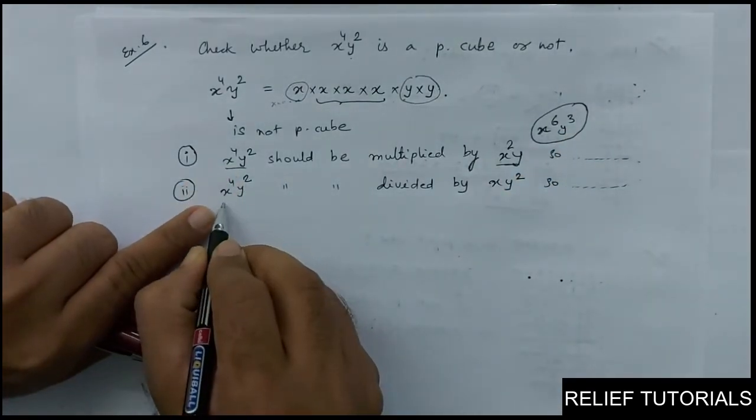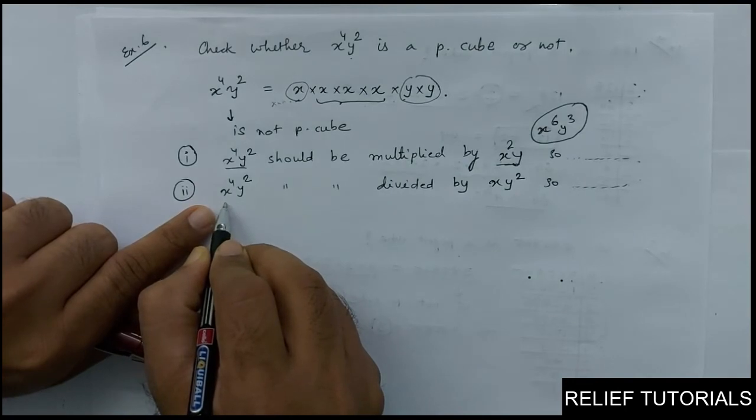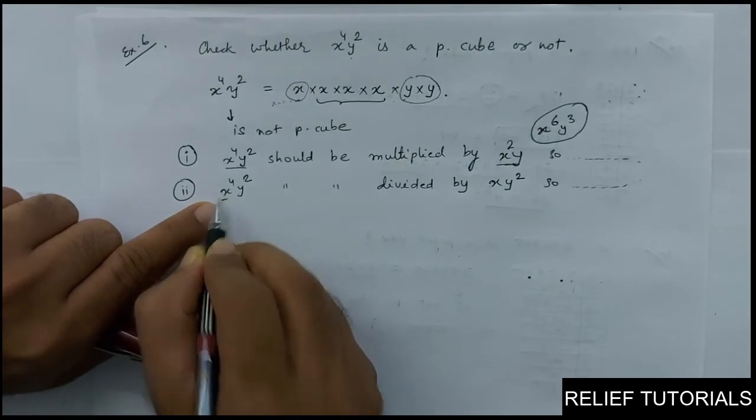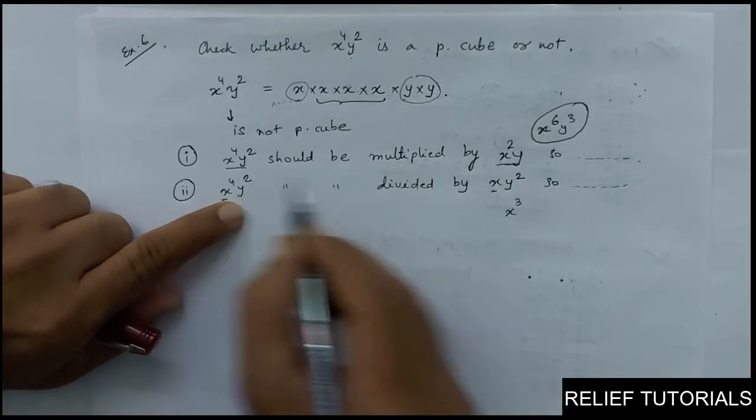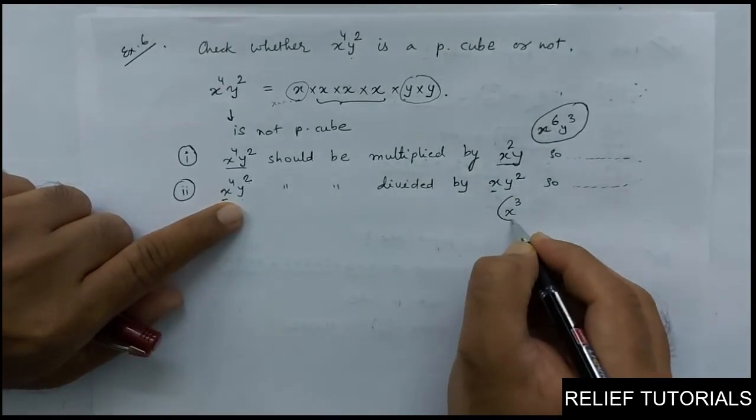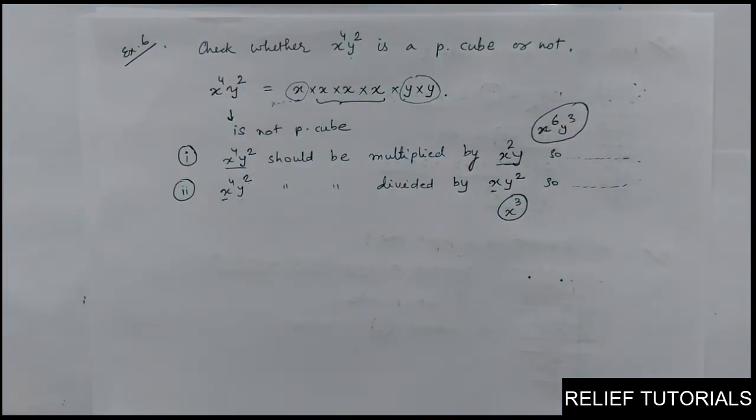And if you want to find out the number obtained by the division, x raised to 4 divided by x, so it forms x cube. y square divided by y square means 1, so the number becomes x cube. Again, it is a perfect cube number.